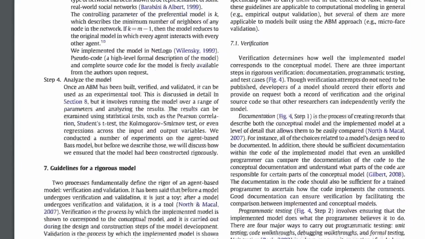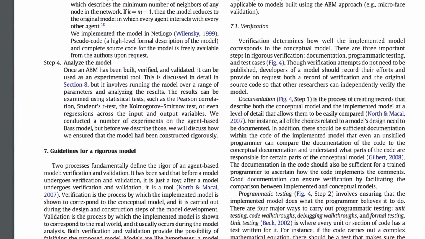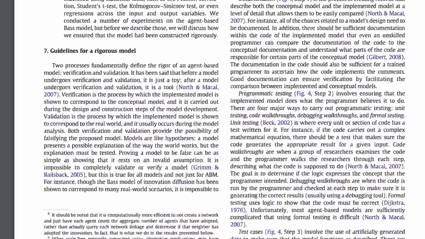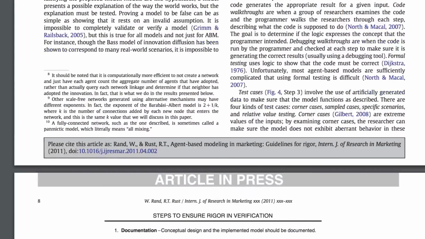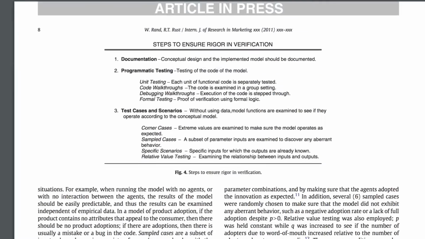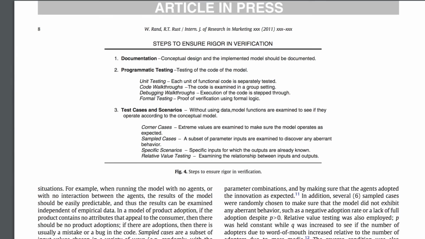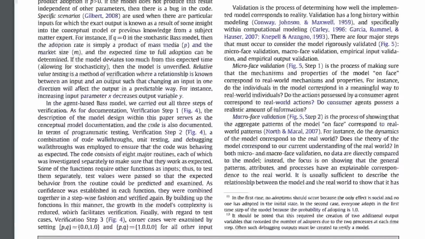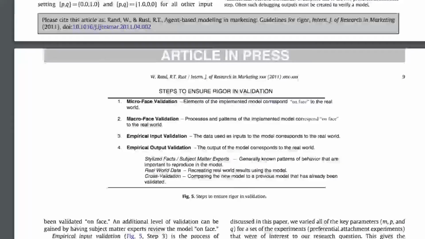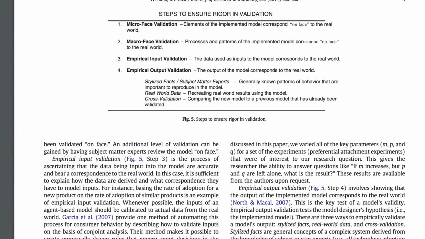And then we say, now we have a model, what do you do with it? The first thing you have to do is verify it. This is something you don't actually do after you build; you do this all along the way. We talk about documentation, programmatic testing, test cases and scenarios, which we explored in Unit 7 when we talked about verification. Then we go on to talk about validation and how you should do microphase validation and macrophase validation, which is all what we talked about in Unit 7.